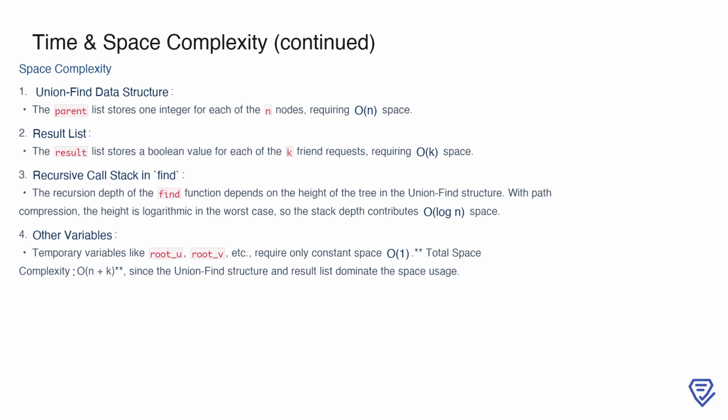The recursion stack used by the find function also needs to be considered. With path compression, the height of the tree in the union find structure is logarithmic in the worst case, so the recursion depth adds O(log n) space. Finally, temporary variables like root_u and root_v require constant space, which is O(1). Combining all these components, the total space complexity of the solution is O(n + k), as the union find structure and result list dominate the memory usage. This makes the approach highly space efficient for large-scale inputs.